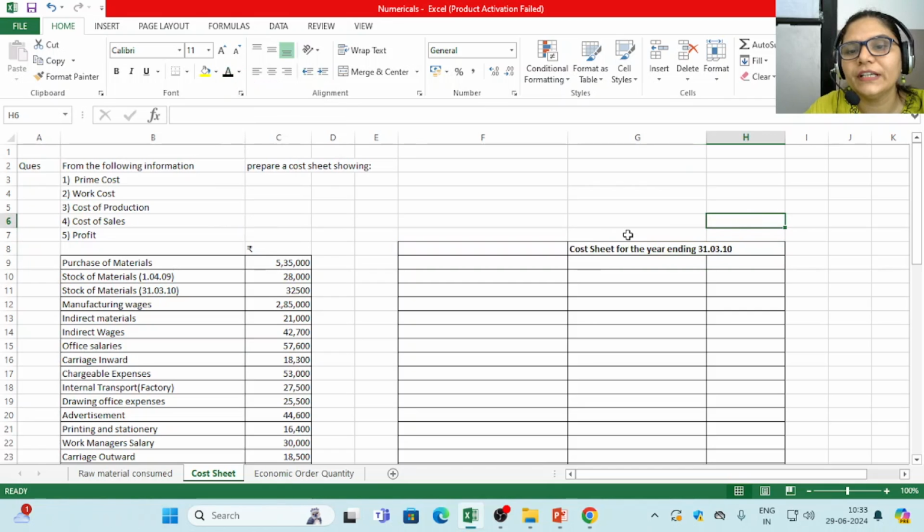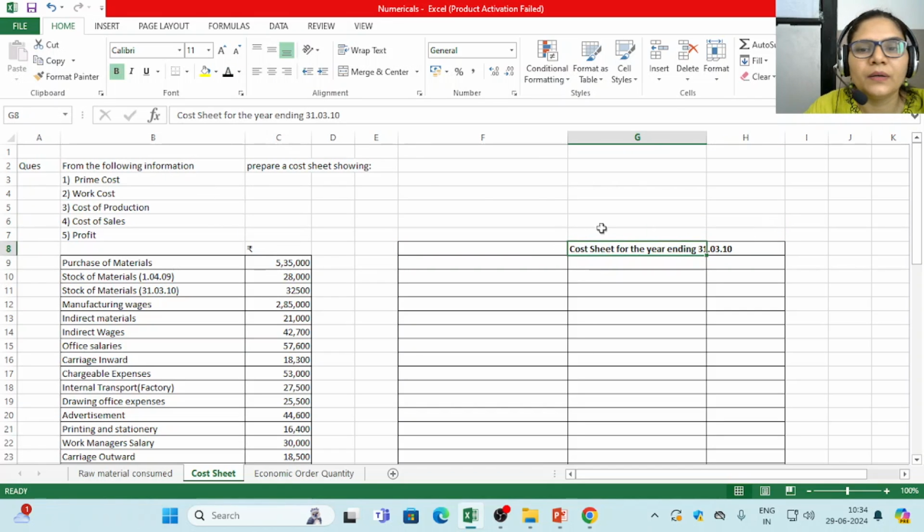Cost sheet for the year ending 31st March 2010. First of all, we need to be very clear that for which year we are preparing the cost sheet. Here we have mentioned we are preparing the cost sheet for the year 31st March 2010. It is very important to understand this concept, because on the basis of this mentioned year, we will analyze what is the opening stock and what is the closing stock. Then we will prepare the format.